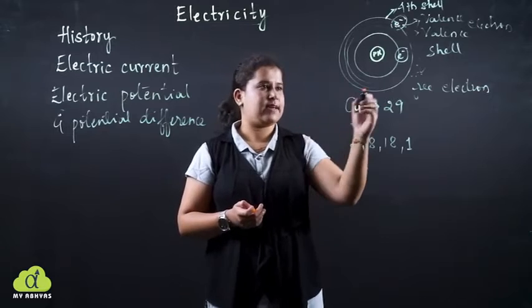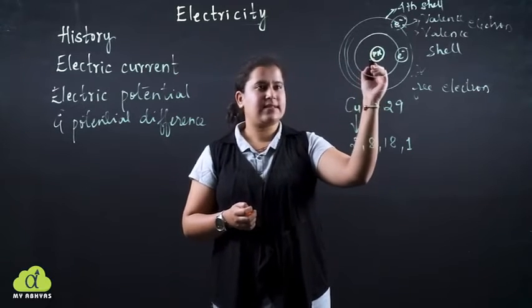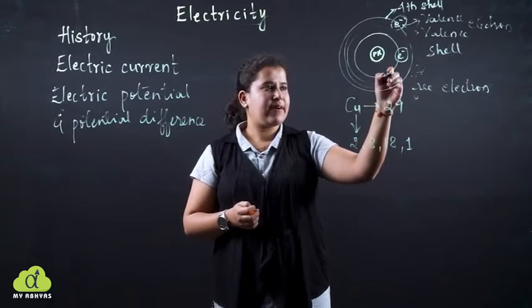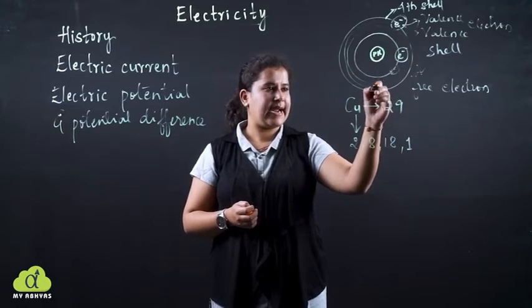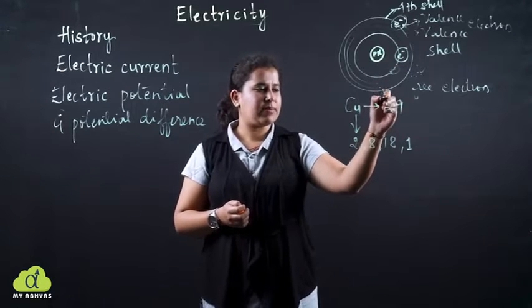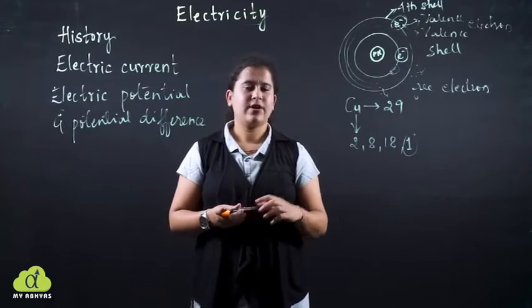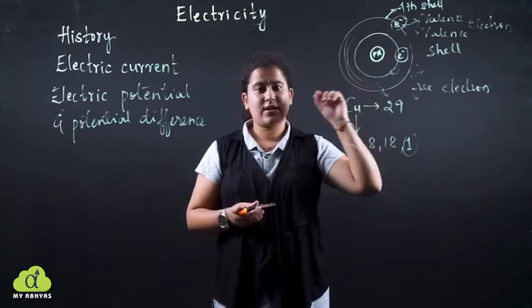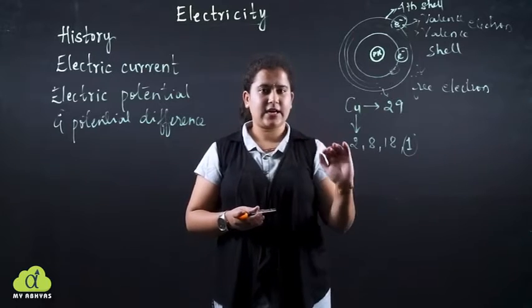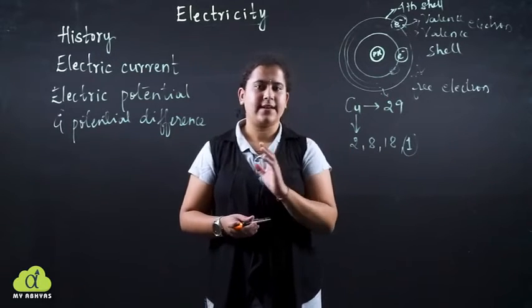here you will have the electron shells. This atom will be there. Here you will have 2 electrons, then 8, 18, and then here you will have 1 electron, which is the valence shell electron. And that electron I can easily take out by applying some external energy.